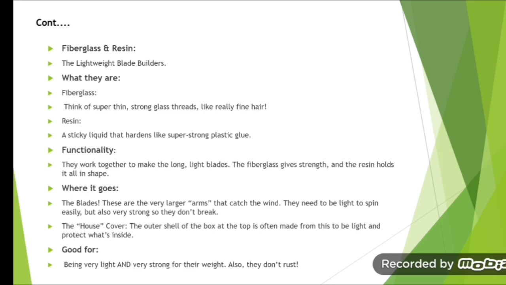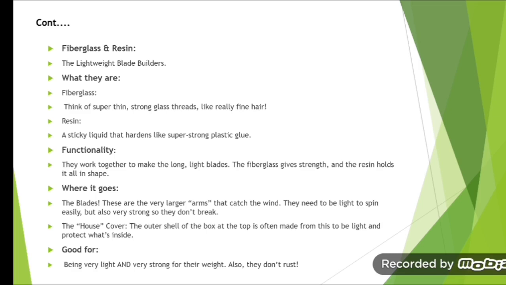They are the lightweight blade builders. Fiberglass is like super thin, strong glass threads, like really fine hair. And the resins are sticky liquid that hardens like super strong plastic glue. Their functionality is that they work together to make the long, light blades. The fiberglass gives strength to the blades of the wind turbines, and the resins hold it all in shape.